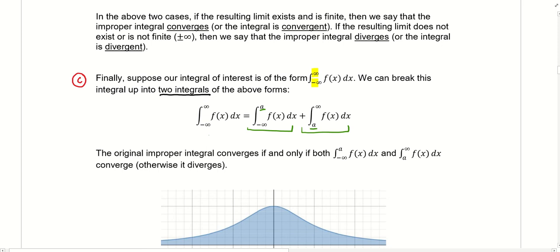Now, in terms of convergent or divergent integrals of this form, this original integral converges if and only if both of these pieces converge. So they both have to converge. Otherwise, if only one of them converges or neither of them converge, the improper integral, this original one, is divergent, or it diverges.